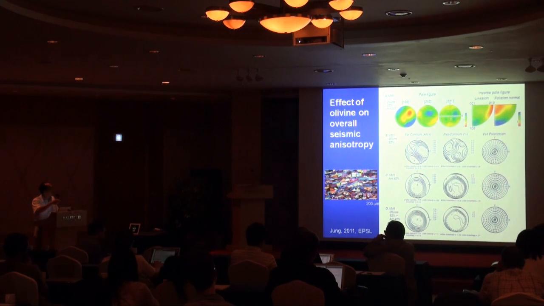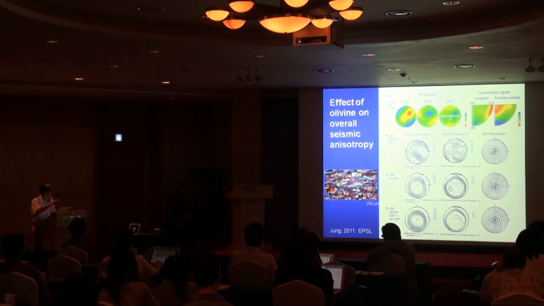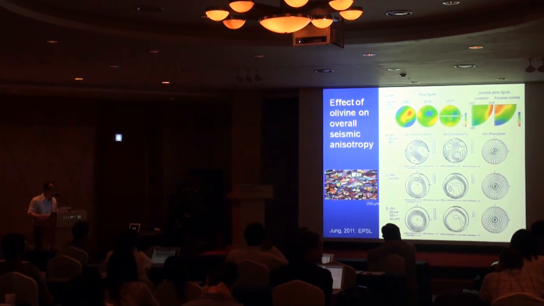Anyway, using this fabric, I calculated seismic anisotropy. P-wave anisotropy was up to about 6% for the olivine, and antigorite had an anisotropy here of about 23%. By adding them together, I found the seismic anisotropy reduced to 10%. S-wave velocity anisotropy was also reduced by adding olivine.